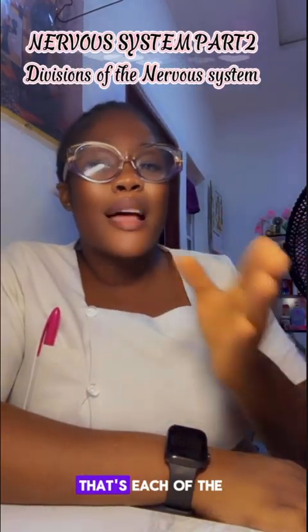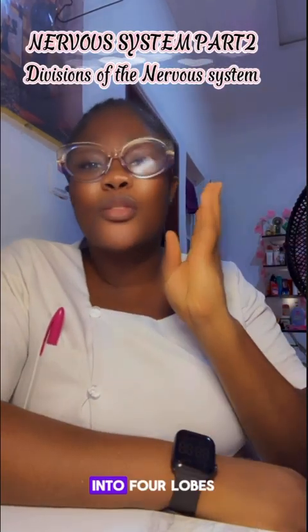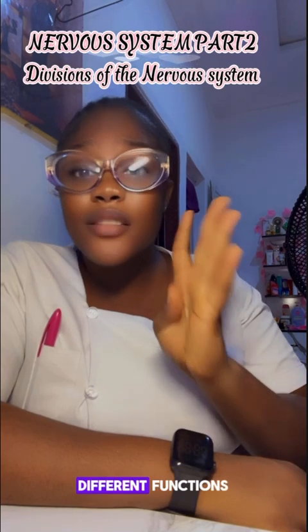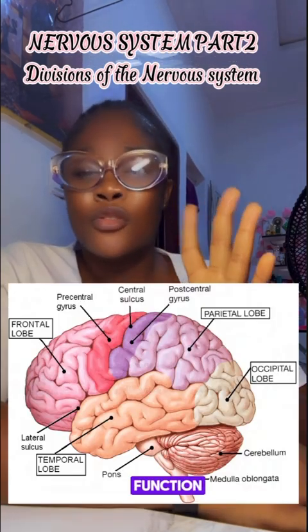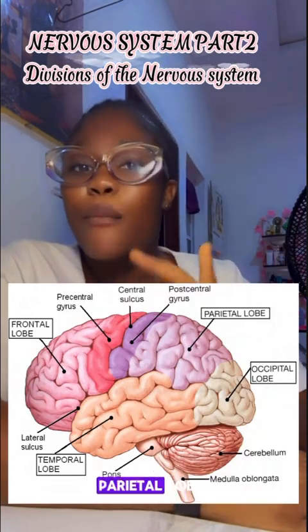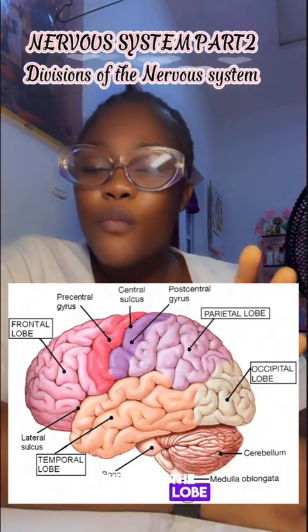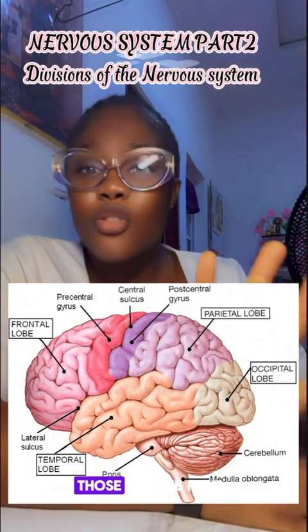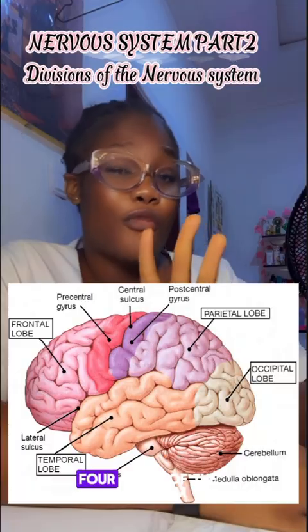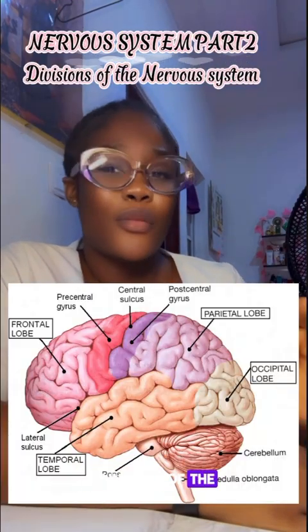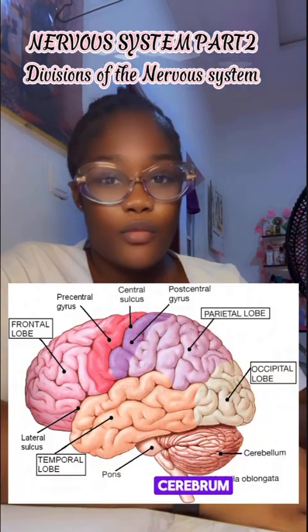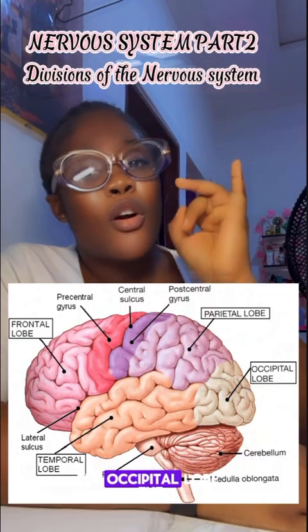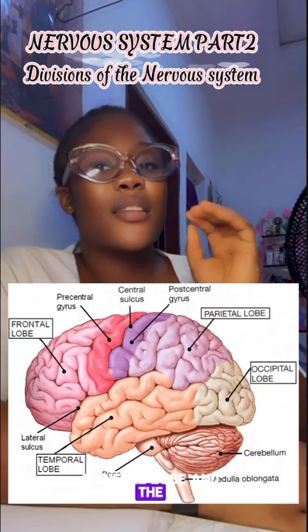Now, the cerebrum, that's each cerebral hemisphere, is divided into 4 lobes, and these lobes have different functions. Take note of the function. We have the frontal lobe, the parietal lobe, the temporal lobe, and the occipital lobe. Those are the 4 lobes of the cerebrum. The cerebrum is the main part of the brain, so when you hear me say brain, just know I'm talking about the cerebrum.